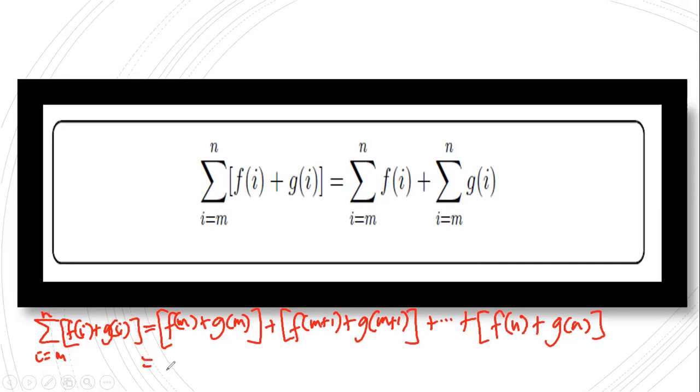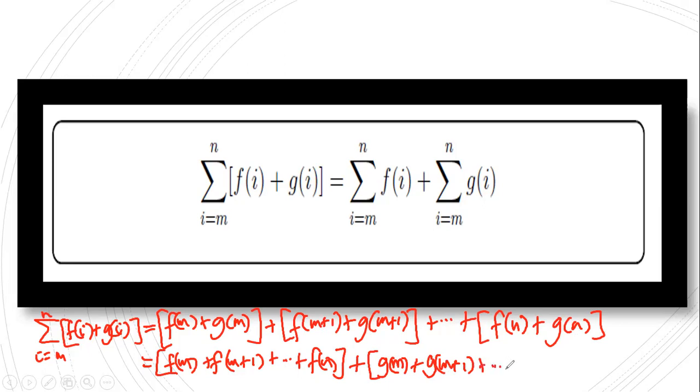We will combine all the function f. So you can write it as f of m plus f of m plus 1, and so on until the last one, which is f of n. Something like we just get the first term in each group. Plus, we will get the second term in each group, the g of I: g of m plus g of m plus 1, and so on until you have g of n.